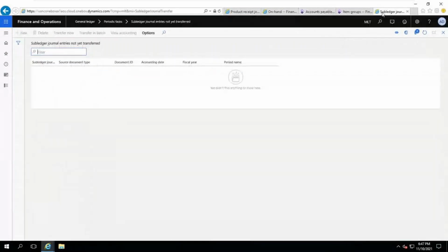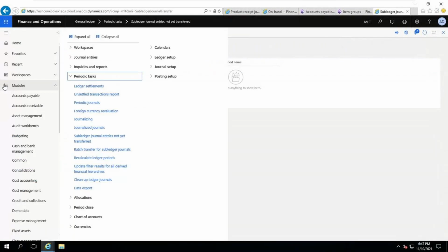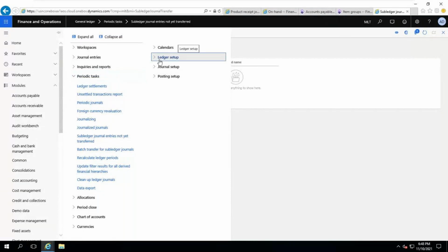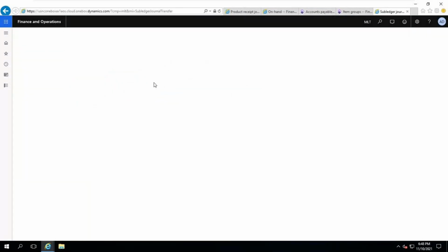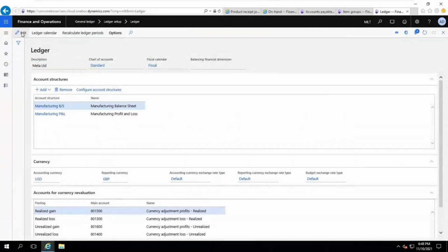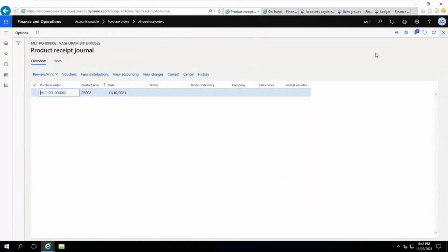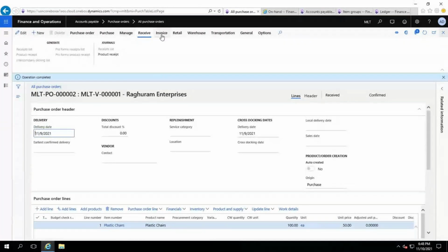Now at this stage, if I go back to the general ledger, ledger setup, ledger, it will still be allowed to modify. It was not locked, because I have not posted any single transaction to the ledger account. Now I'm doing the invoice. I'm clicking the Generate invoice button.